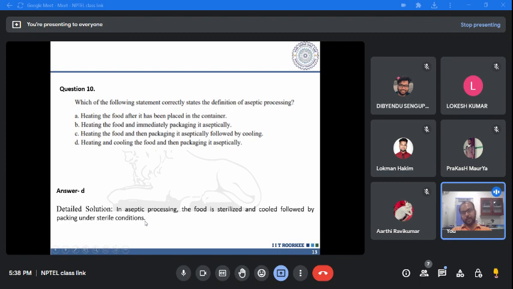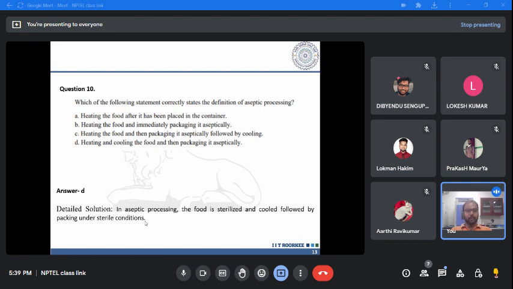So in aseptic packaging, what happens? You pack your food product inside your container, then you heat, then again you cool it. In aseptic conditions, there should not be any intervention of any visible or invisible microorganisms. So it will be stable for a longer time. Like you have seen Tetra Pak is also aseptic packaging. You have seen the tin containers, those are also aseptic packaging processes.